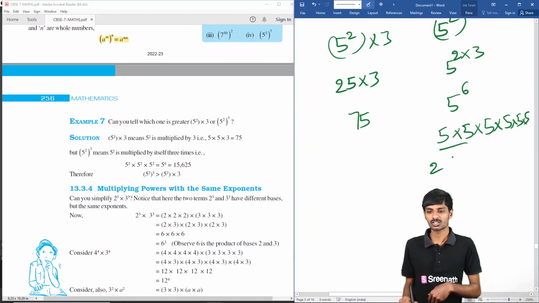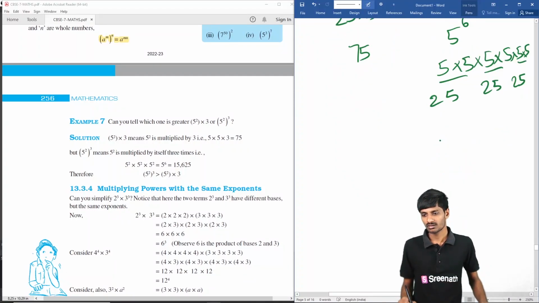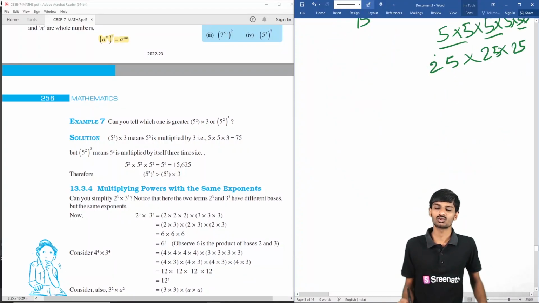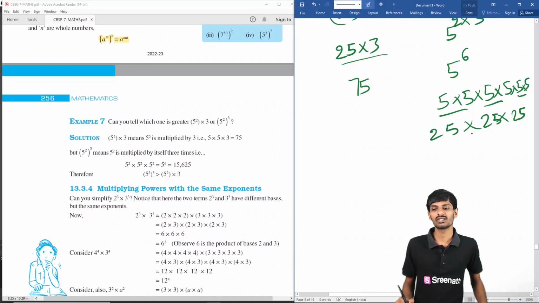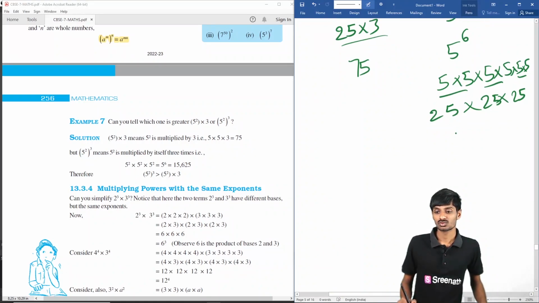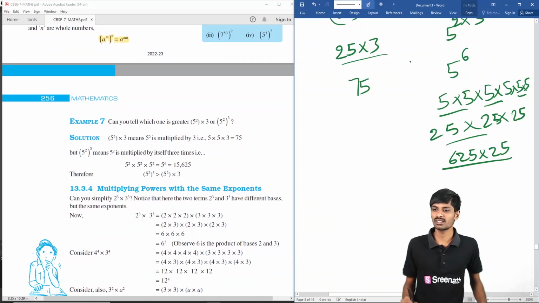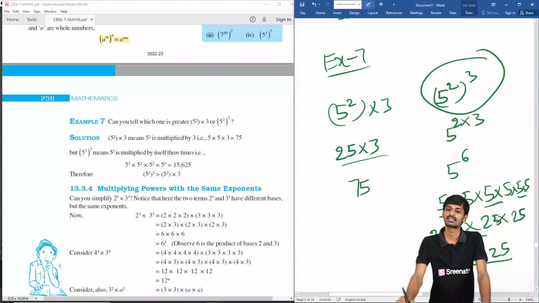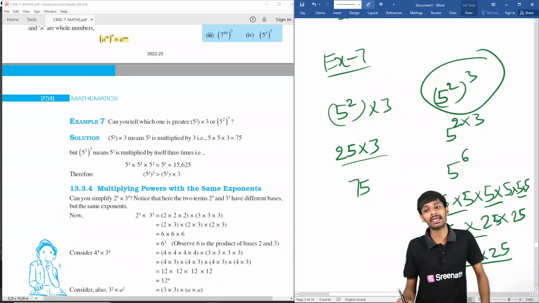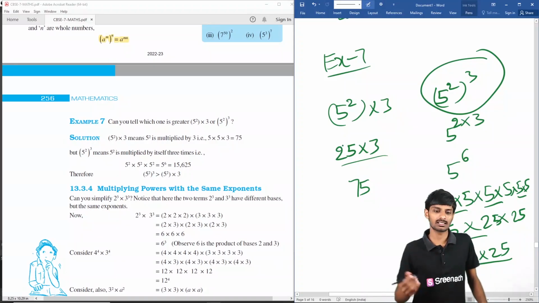If you multiply these, it is 25, and these, 25, and these, 25. So it is 25 into 25 into 25 here, but here just 25 into 3. So 25 into 25 is 625, into 25. So 25 into 625 is greater than 25 into 3. So obviously this is the greater one. So if you put the multiplication on the power, it is greater.